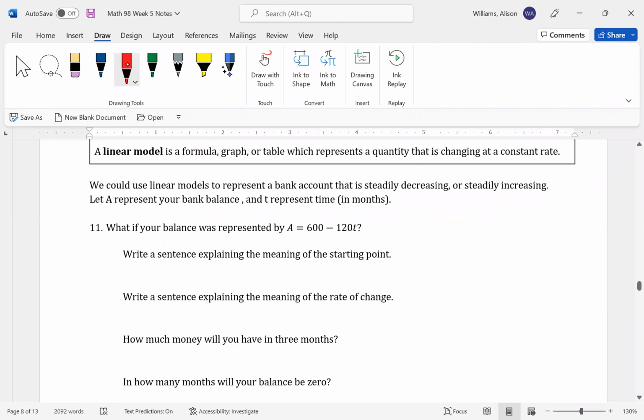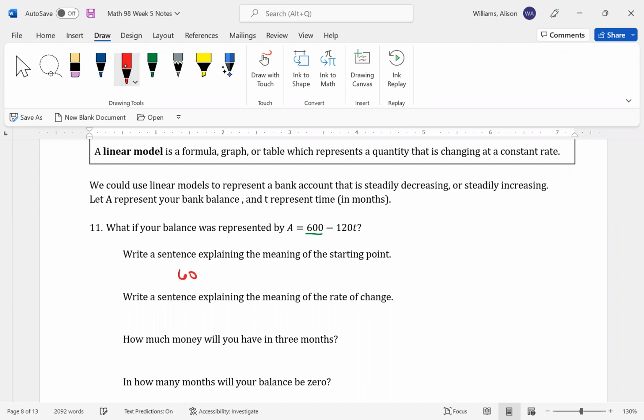Okay, so we could use linear models to represent a bank account that is steadily decreasing or steadily increasing. Let A represent your bank account and T represent your time. So if your balance is represented by A equals 600 minus 120T, T is time in months. Every time T is increasing by 1, another month has ticked off. Write a sentence explaining the meaning of the starting point. The starting point is the first number I wrote, so the starting point would be 600.